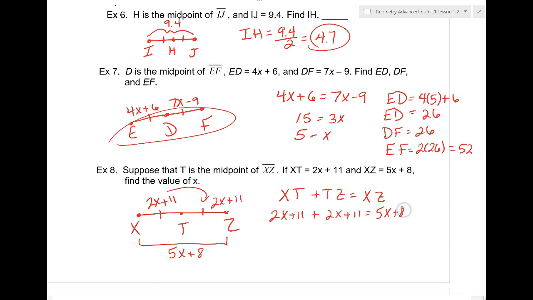Yes, that also works. I'm just trying to use the segment addition postulate so you see it. But if you go 2 times the quantity 2x plus 11, is that the same mathematical fact? Yep, so you can do it either way. So I get 4x plus 22 is equal to 5x plus 8. I get the fact that x is going to be 14. What did you guys get? Easy schmeezy? We're almost done.